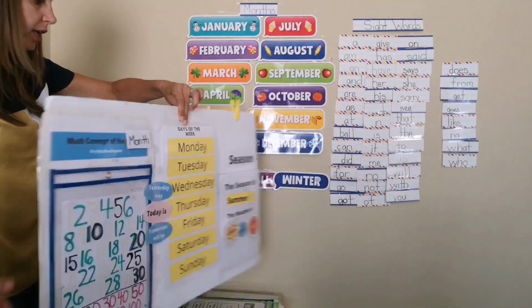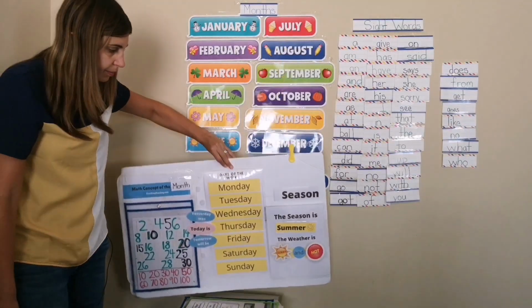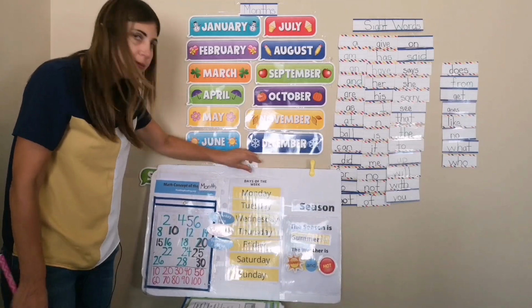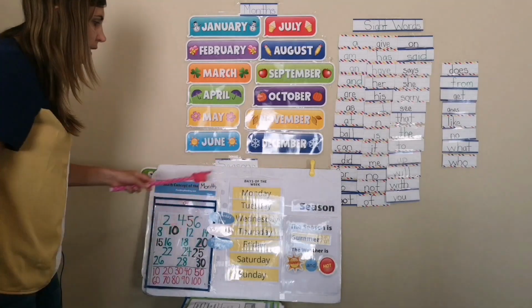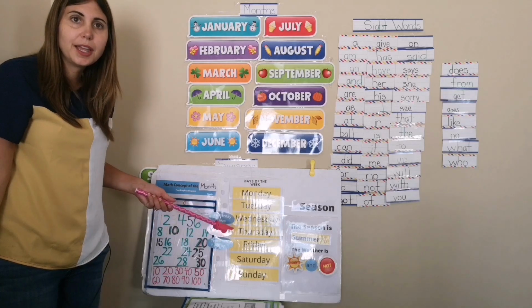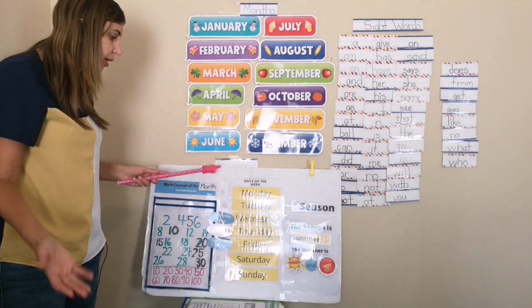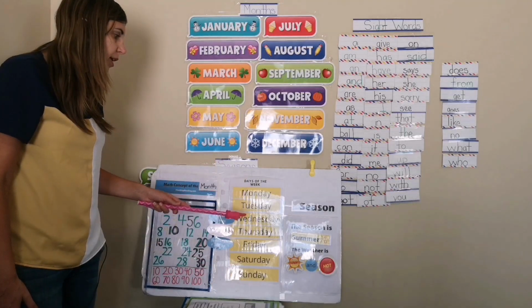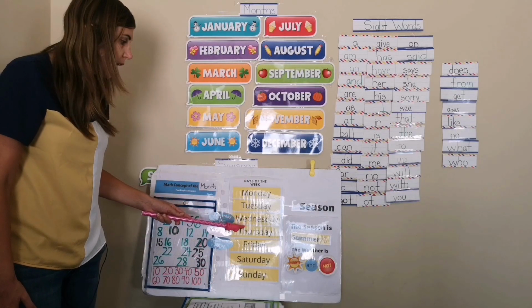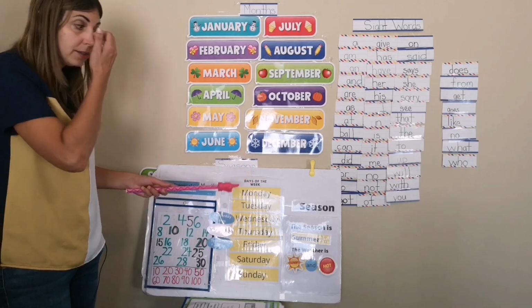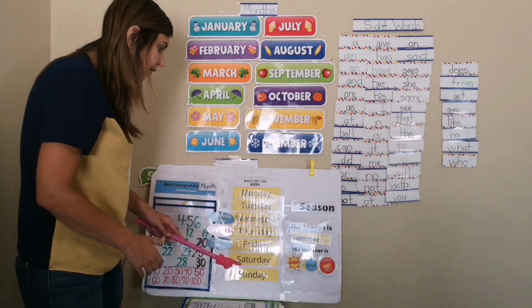Now we're going to do the days of the week. We're going to sing the 7 days of the week song. If you know it, please sing along. There are 7 days, there are 7 days, there are 7 days a week. Sunday, Monday, Tuesday, Wednesday, Thursday, Friday, Saturday. So there are 7 days in a week.